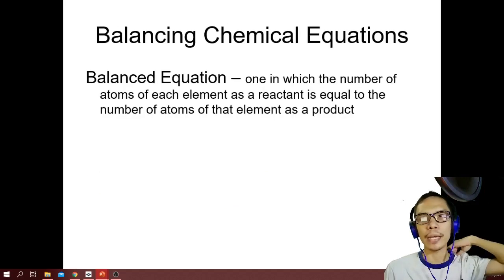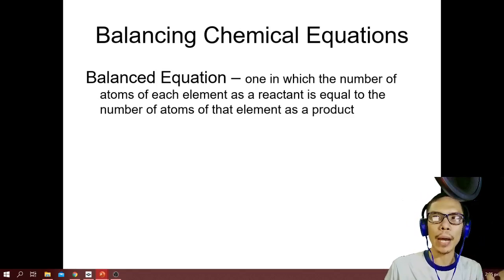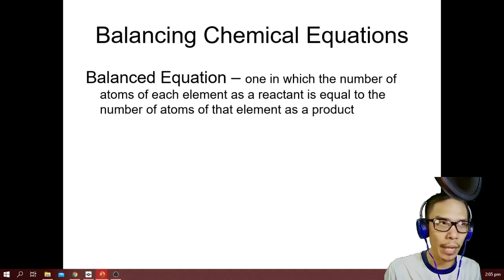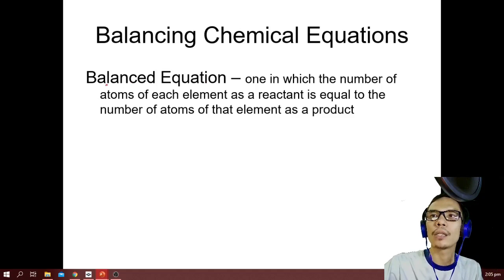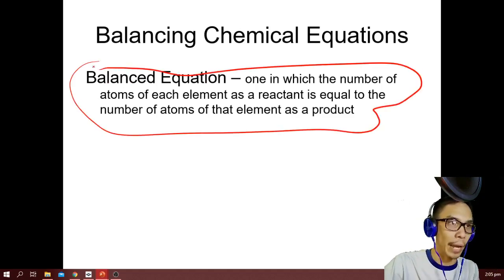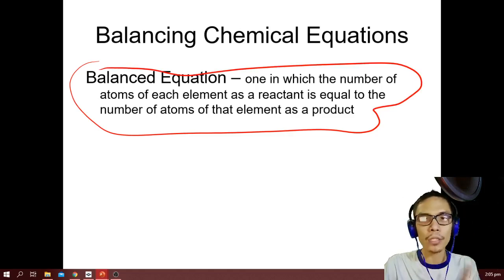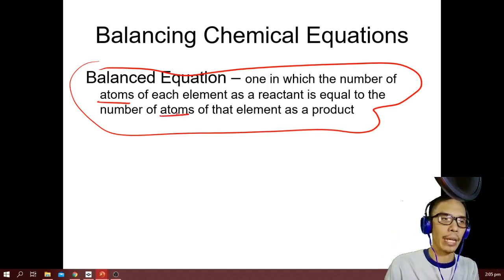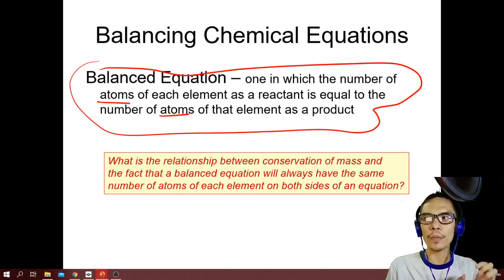Alright, so next one. Now, let's go to our highlight, which is the balancing equation. It is one in which the number of atoms of each element as a reactant is equal to the number of atoms of the element as the product. So that is the key definition of a balanced equation. The product must be equal to its reactant in terms of number of atoms, not by number of compounds, not by number of molecules, but number of atoms. Take note of that one, guys.